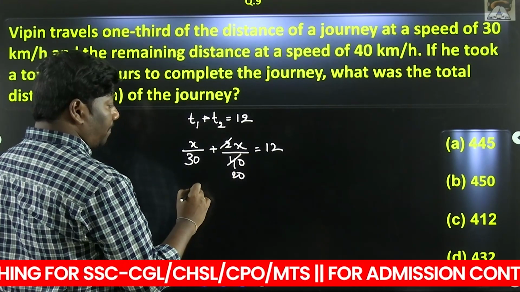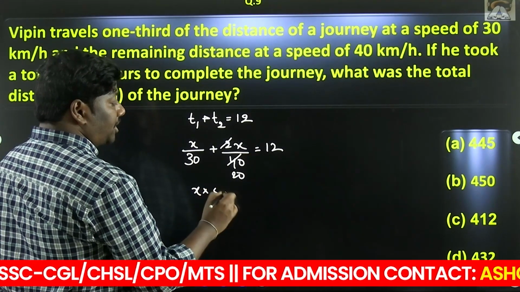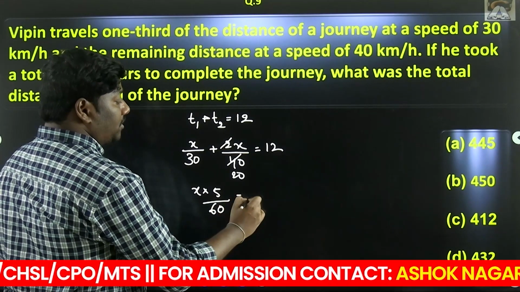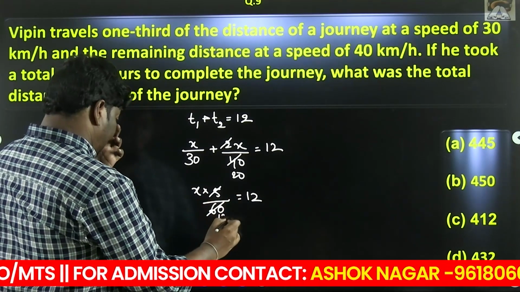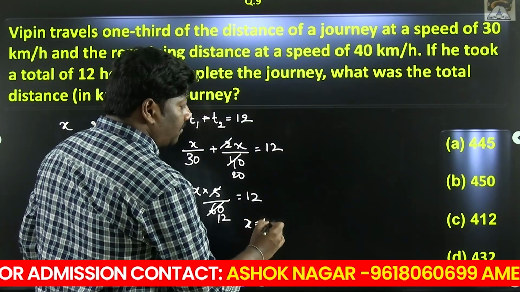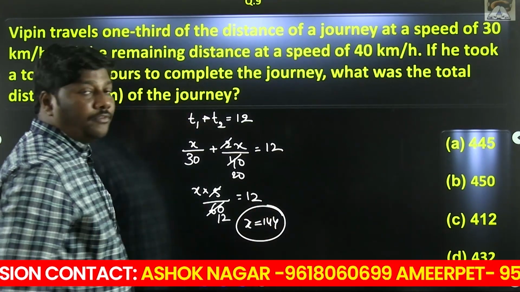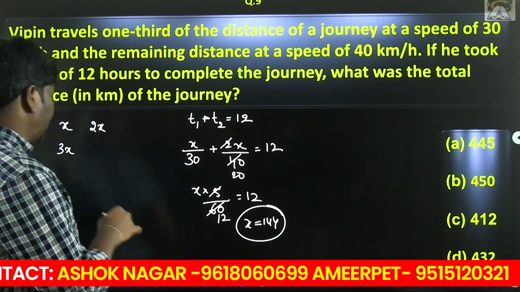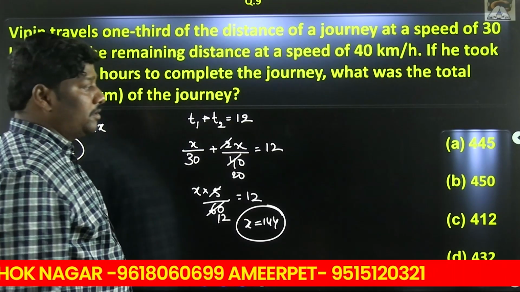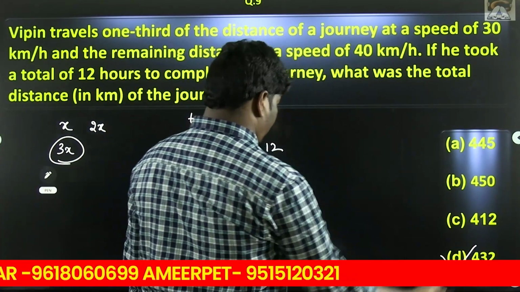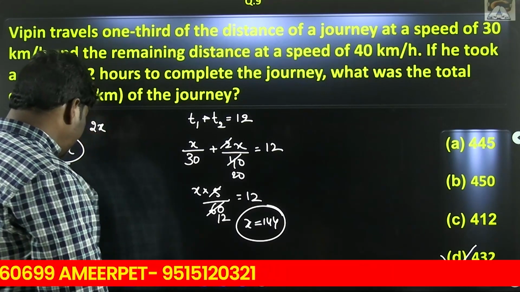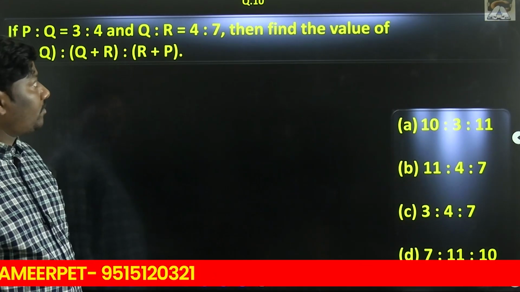X you take common. You will get 5 by 60, which is equals to 12. 5 12s are 60, so x equal to 144. But don't be in a hurry and say 144 is your answer. No, your distance is 3x. So 3 into 144 is simply 432. 144 3s are 432.